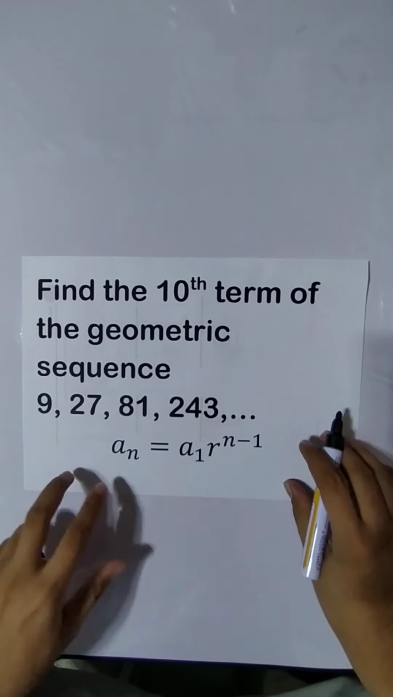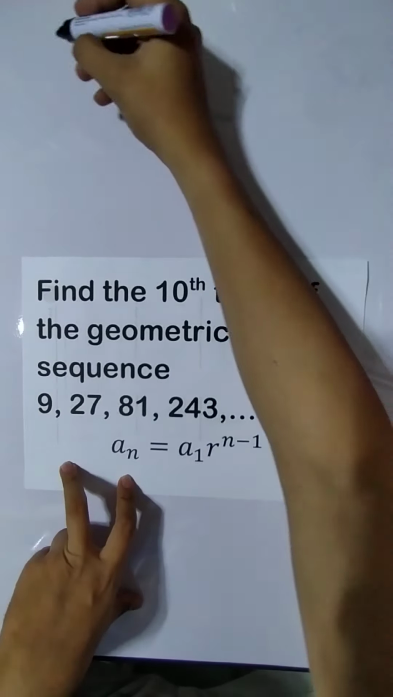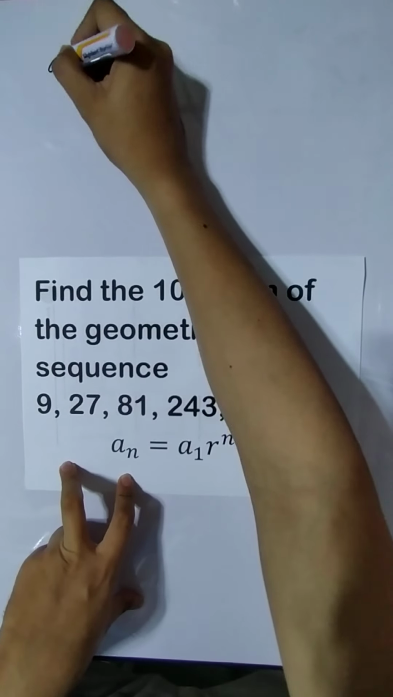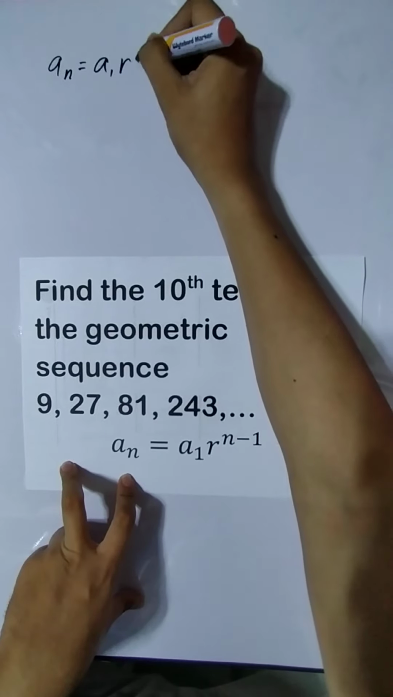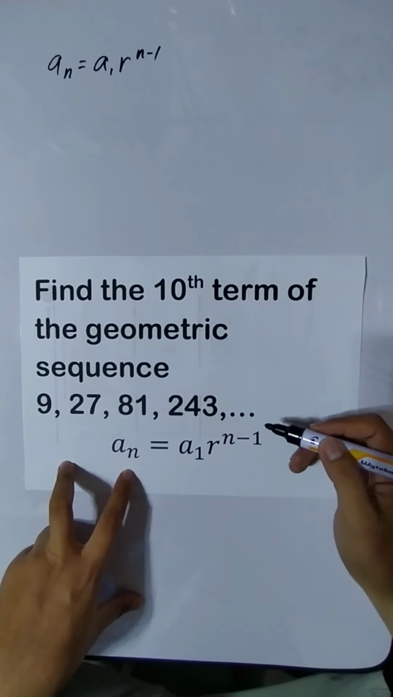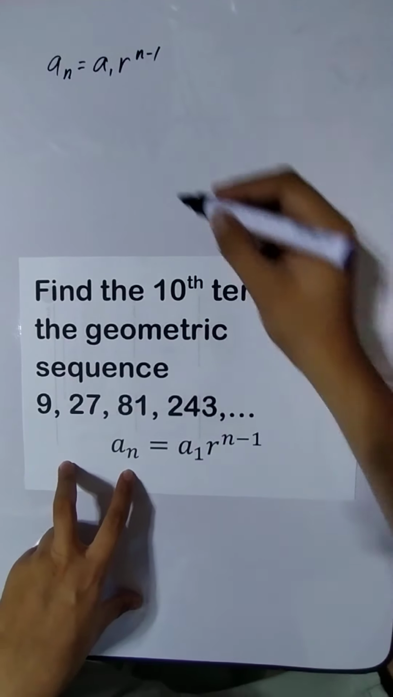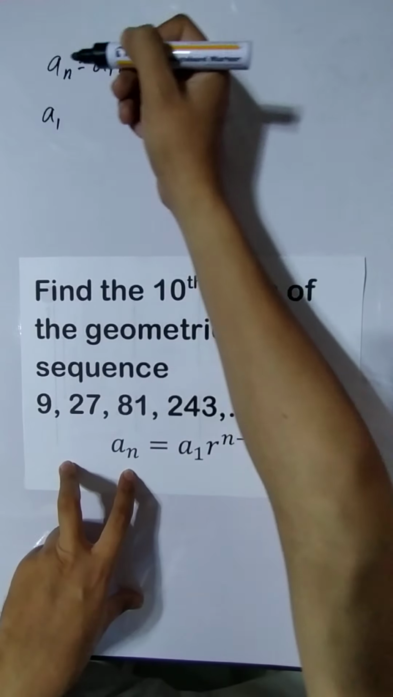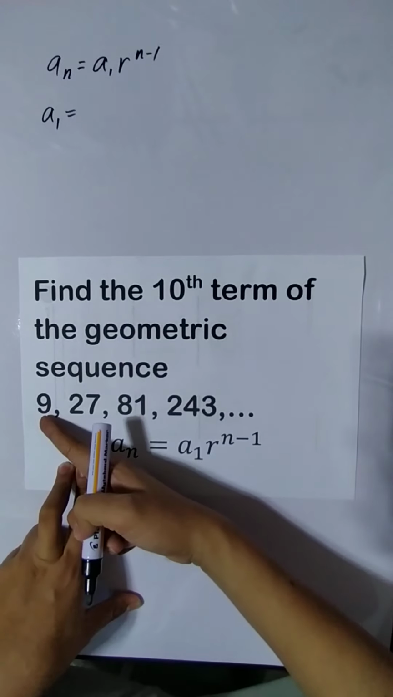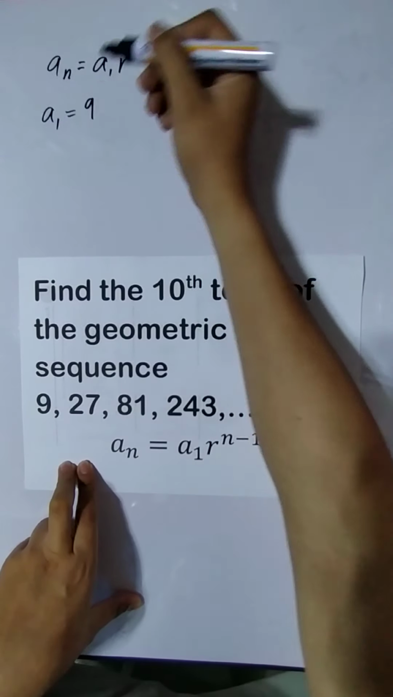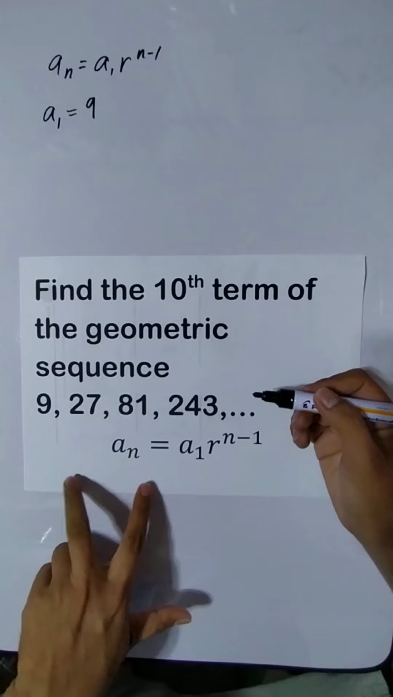So, now let's have the solution. Again, writing the formula, hanapin natin lahat ng mga variables natin. Let's begin with a sub 1. Ano ang a sub 1 sa ating sequence? So we have 9, the first term. Next is r.